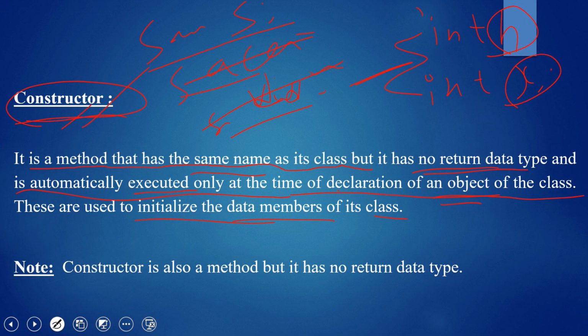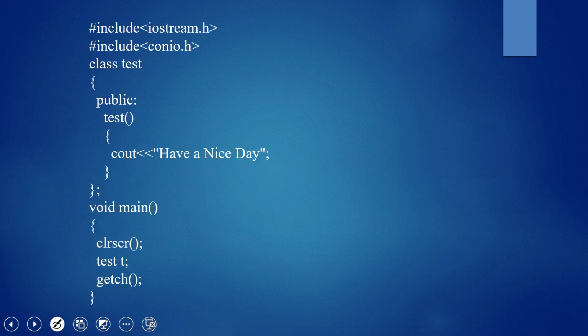They have given one note. What is this note? Constructor is also a method, but it has no return data type. I already told you that for a method we should declare a return type, but the constructor has no return type. Let's see how a constructor is written and what are the different types of constructors we have.